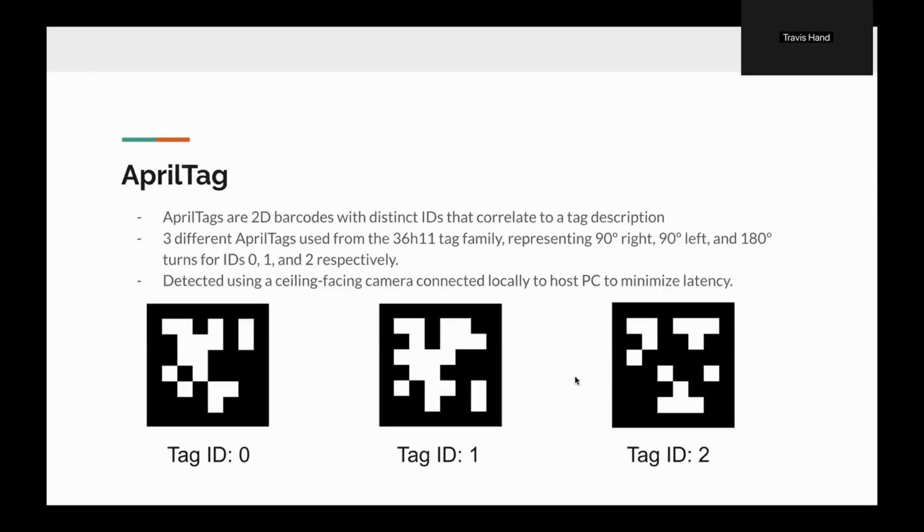The April tags are 2D barcodes similar to QR codes with distinct IDs that correlate to a tag description. We use 3 different April tags from the 36h11 tag family that represent 90-degree right, 90-degree left, and 180-degree turns for IDs 0, 1, and 2 respectively. We detect the tags that are placed on the ceiling using a ceiling-facing camera connected locally to the host PC to minimize latency.